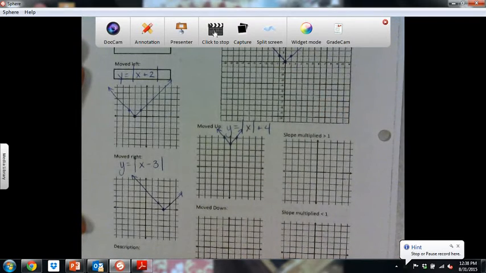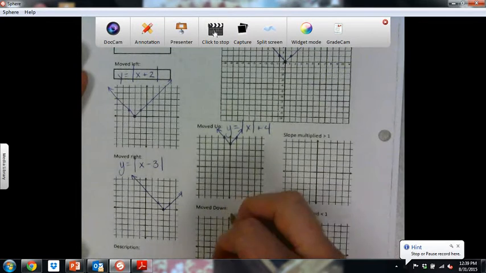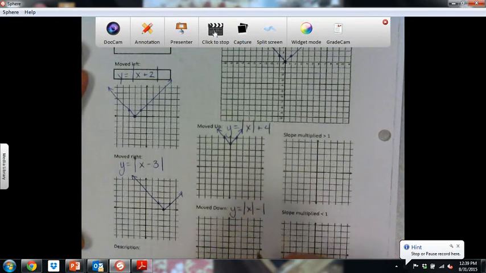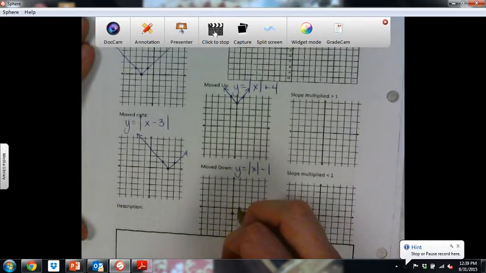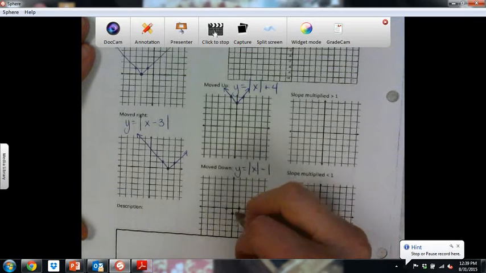You can probably understand that moving something down would be the opposite direction. So the absolute value of x minus, let's say 1, would move it down 1 from the 0, 0 spot. And then I'm going to go up 1, right 1, up 1, left 1, and it keeps going.